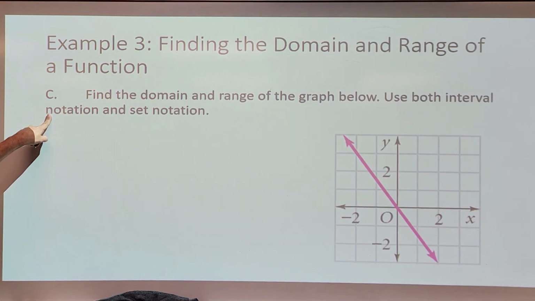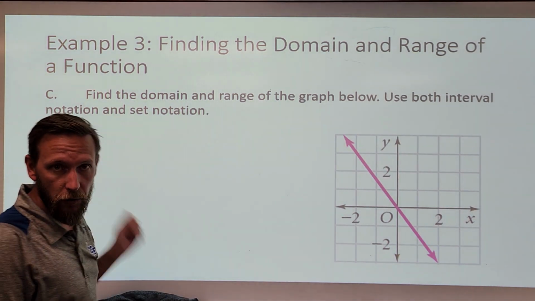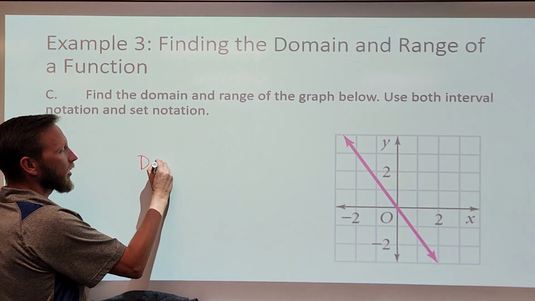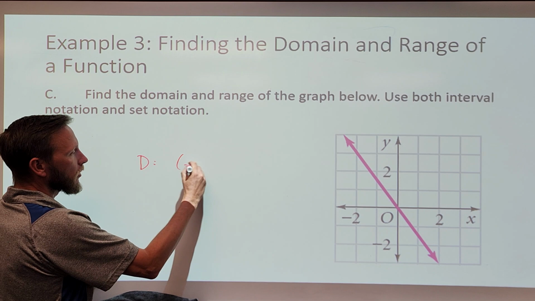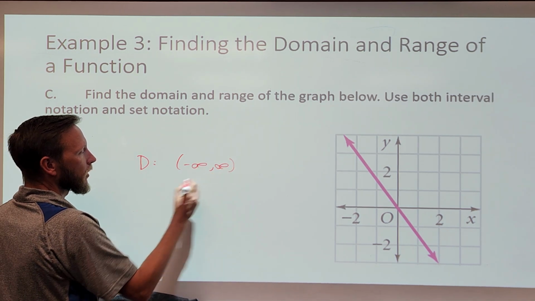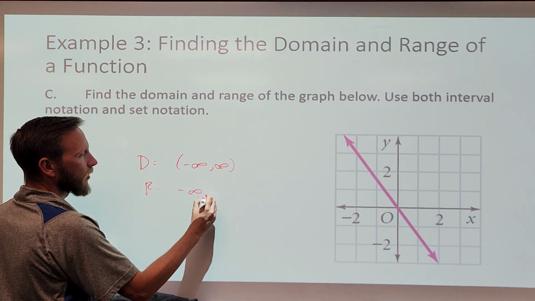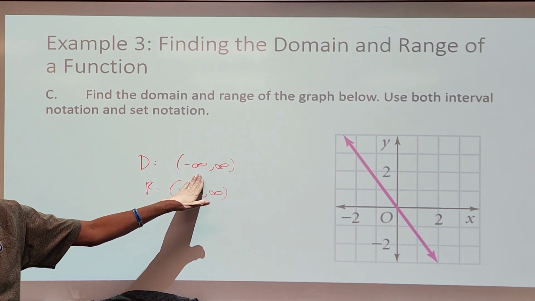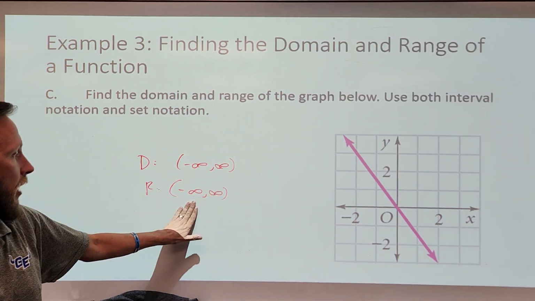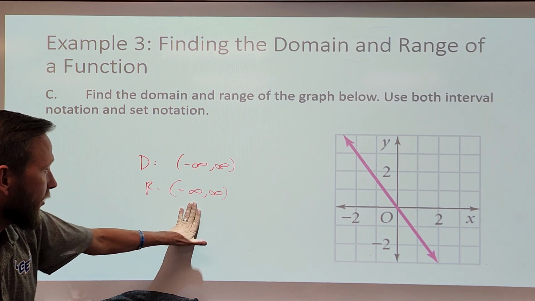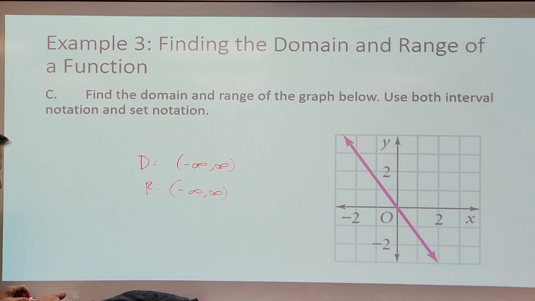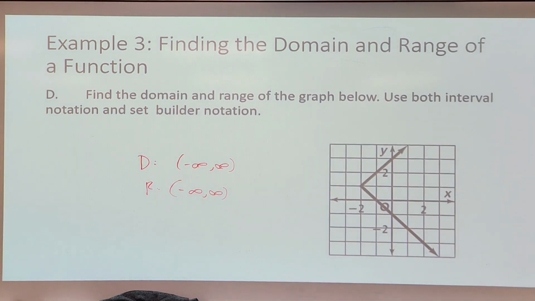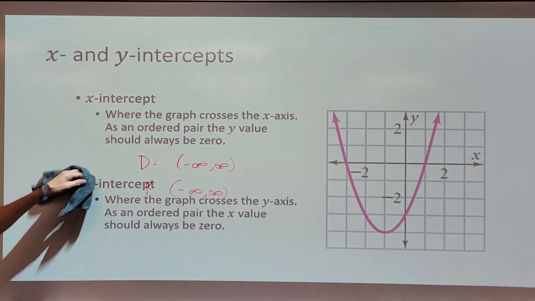For example 3c, we're looking at a line. This again is all real numbers for x and all real numbers for y. We've already done that. In interval notation, it is this and this. In set builder notation, it's -infinity is less than x is less than infinity, and -infinity is less than y is less than infinity. Or we can say that it's an element of all the real numbers, capital R. All right, we'll skip this one for now.